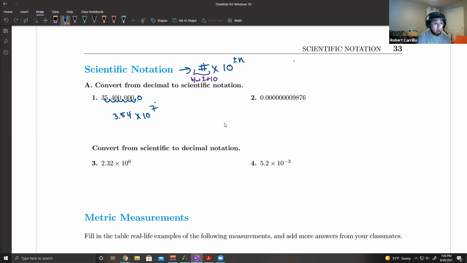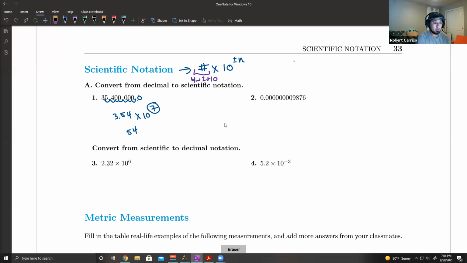The reason I write a positive 7 is because if it's positive, that means if we were going to convert this number back, we would move that decimal 7 spaces to the right. So if it's a positive exponent, you move that decimal to the right. If it's a negative exponent, you move that decimal to the left.